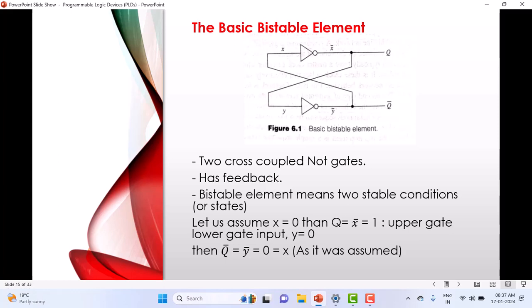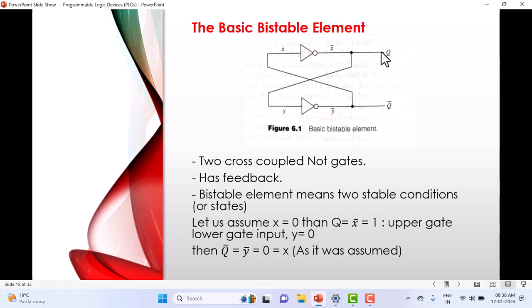And look, there are two outputs here. What are the outputs labeled? Q is called the normal output and Q bar is called the inverted output. There are two outputs for flip-flops. Depending upon the states of these outputs, we can say whether the flip-flop or latch is storing 1 or 0.